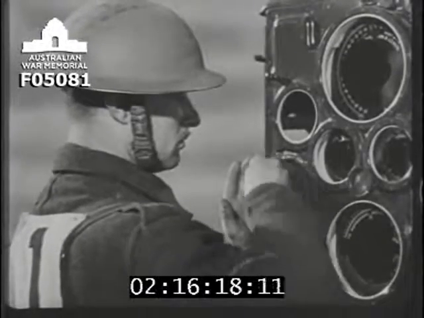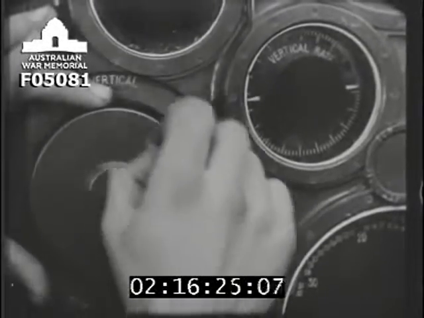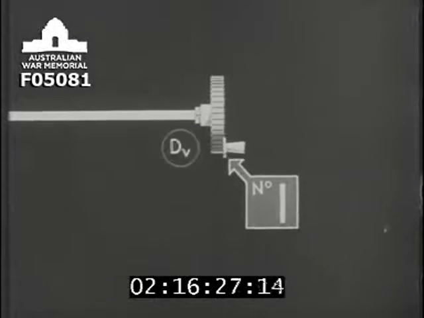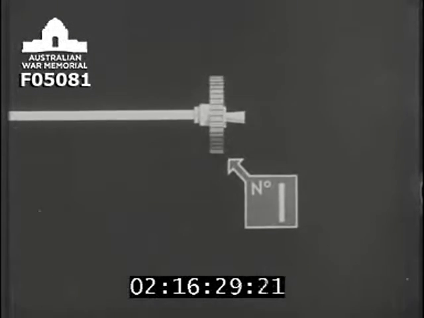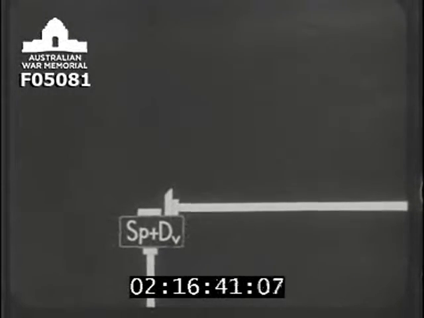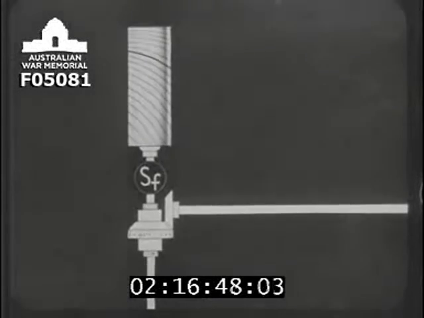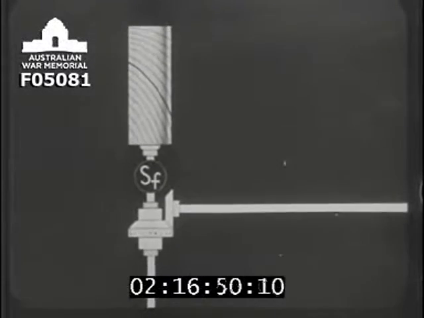Meanwhile, number 1 turns his hand wheel an amount proportional to dV. We'll tell you how in a minute. Here he goes. Here's dV. We'll take it over here and bring in SP, which you remember we've already got. dV and SP are added together at this differential, giving us SP plus dV, which we've shown you is SF. This SF shaft turns the time drum through SF.